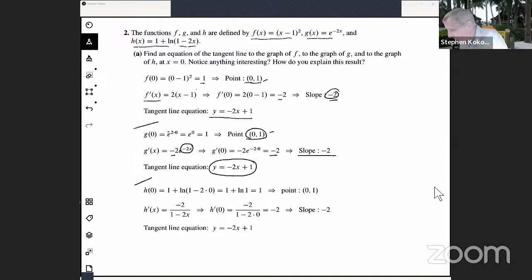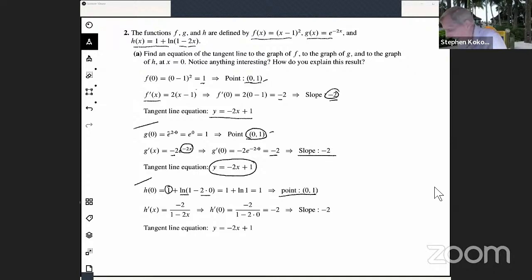Let's take a look at h of 0. I'm going to plug in x equals 0 in the function h. Well, let's see, that's 2 times 0, that's a 0, so I'm going to be taking a log of 1, which is 0. There's a 1 out in front. Oh no, this also goes through the point 0, 1.